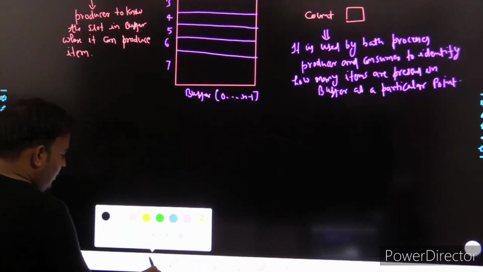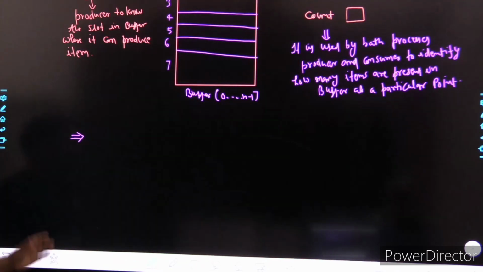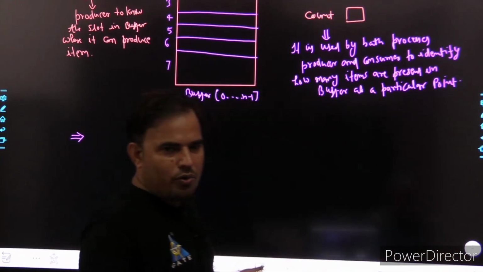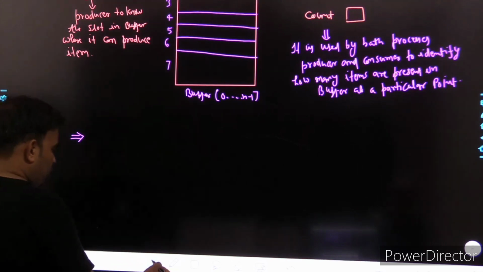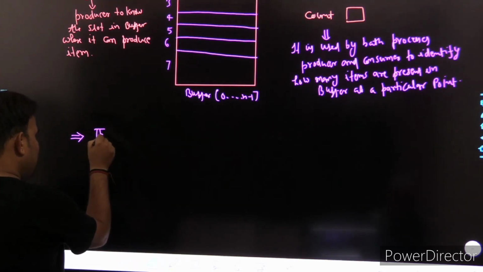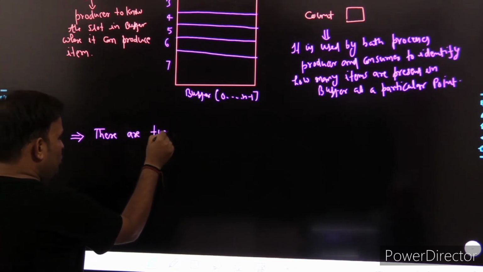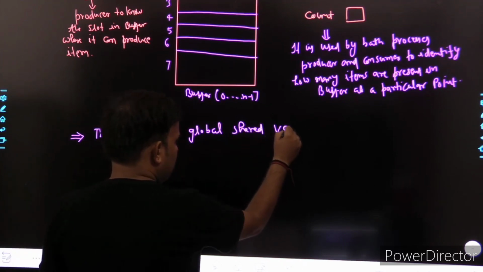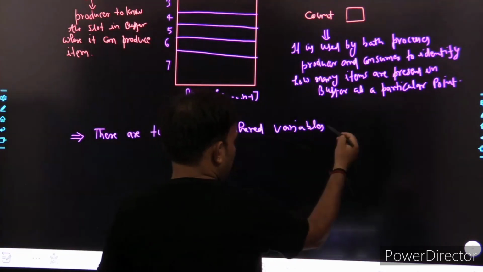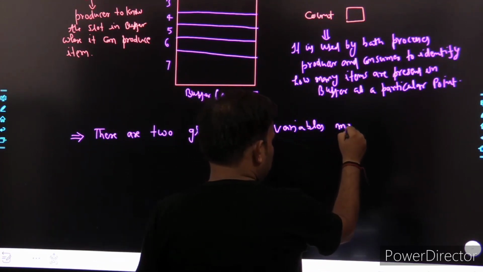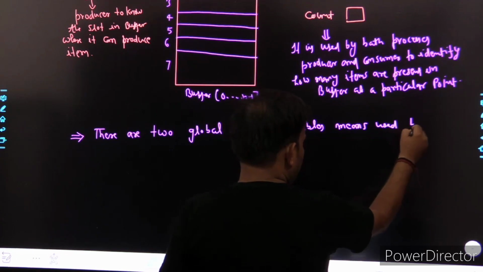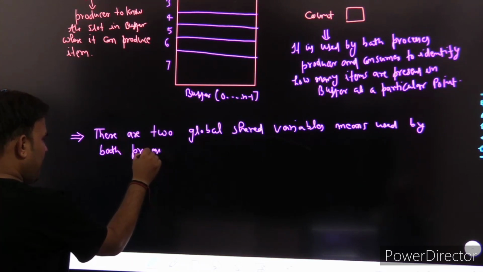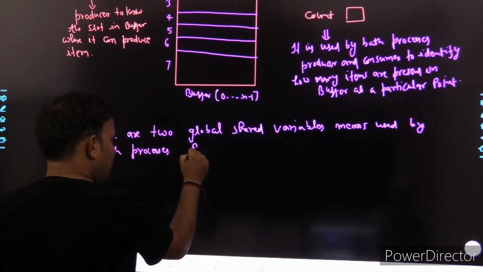The next thing, please note it down: there are two global shared variables, count and buffer, because count and buffer are used by both the producer and consumer processes.